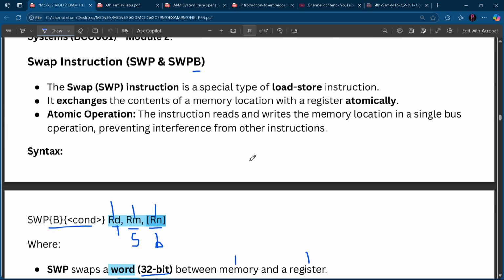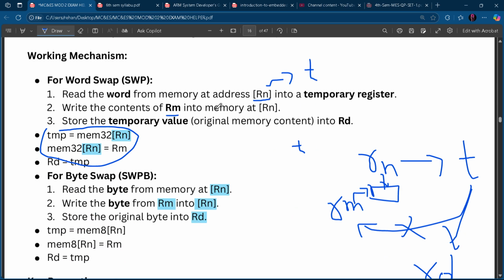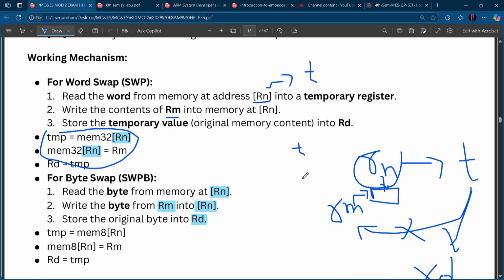Swap is basically what I'll explain here. So you have Rd destination, Rm source register, Rn base register. See what happens. Whatever the old memory is there will be sent to a temporary. Now the source register is then sent to the base memory, and then this temporary is stored towards the destination register. Okay, that's what it is here.